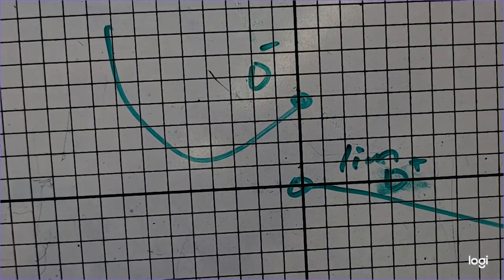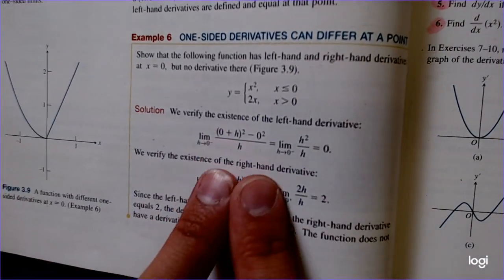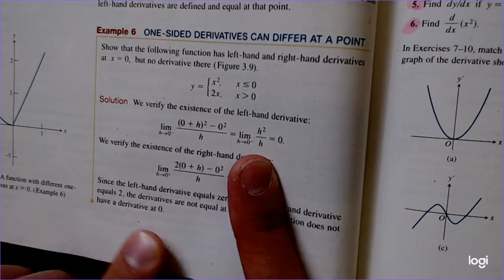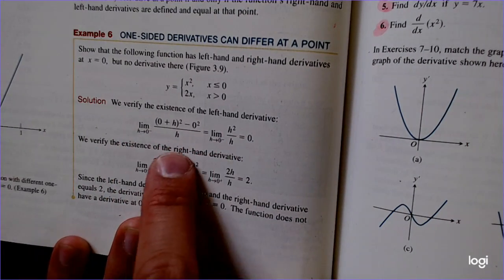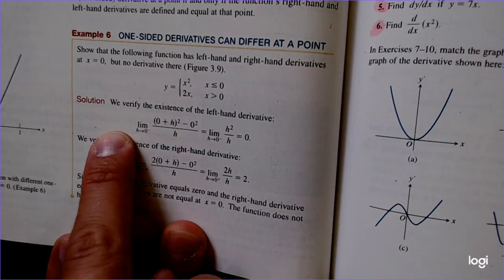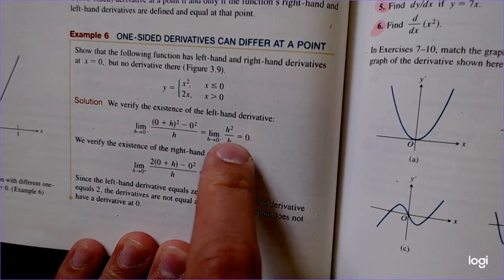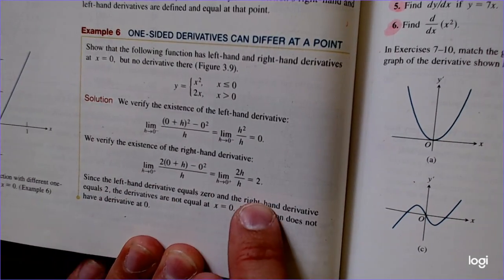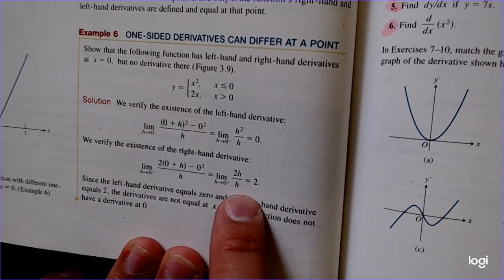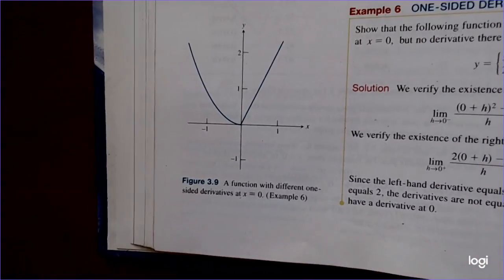The same is true with derivatives. If you remember, we use the traditional definition of derivatives, f of x plus h minus f of x over h. If it approaches from the left-hand side and has a derivative of 0, then we can say the left-hand derivative is 0. And if it approaches from the right-hand side and the derivative is 2, then we would say that the derivative at 0 does not exist, but it does in fact have a right-hand and a left-hand derivative.